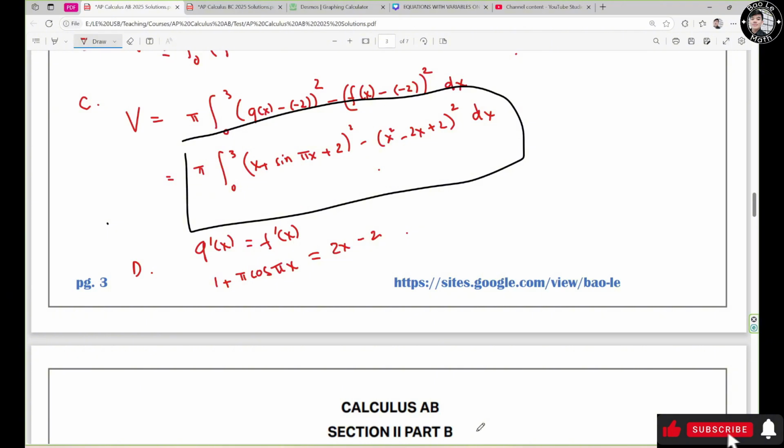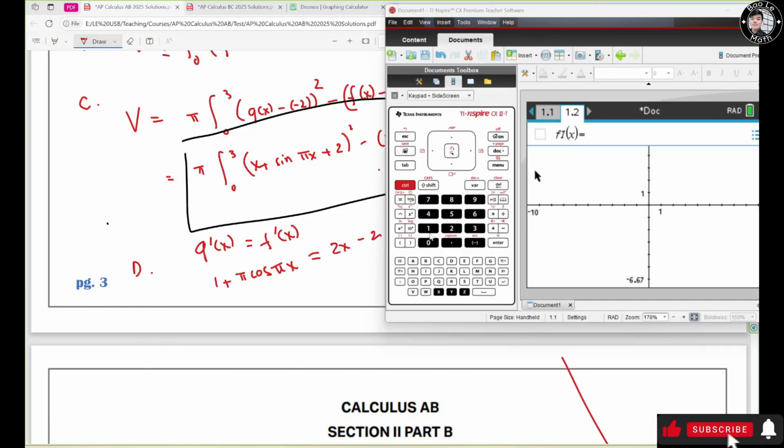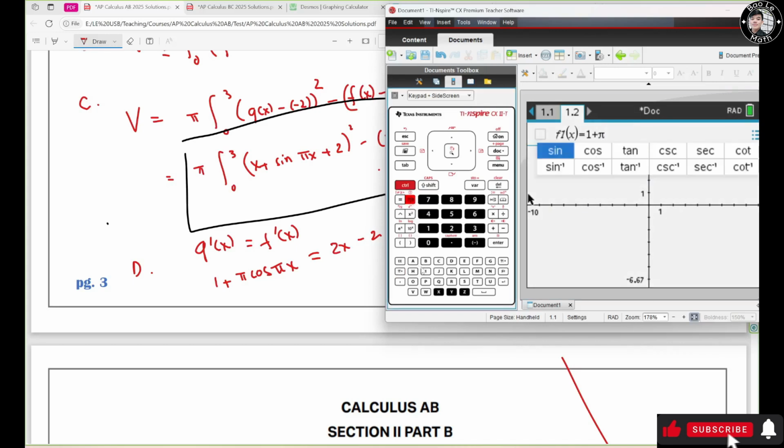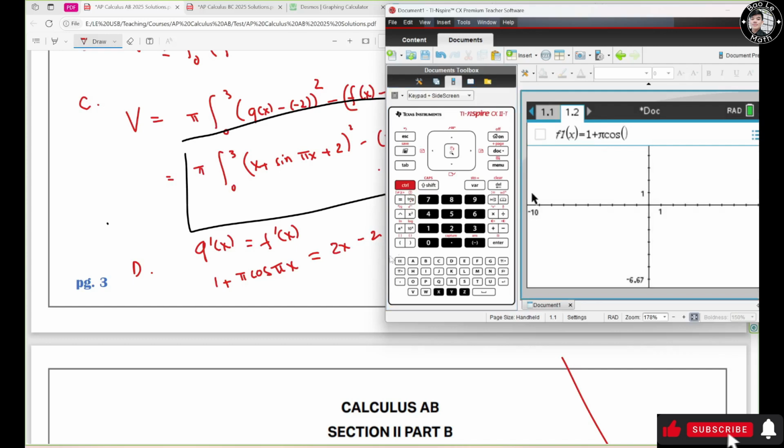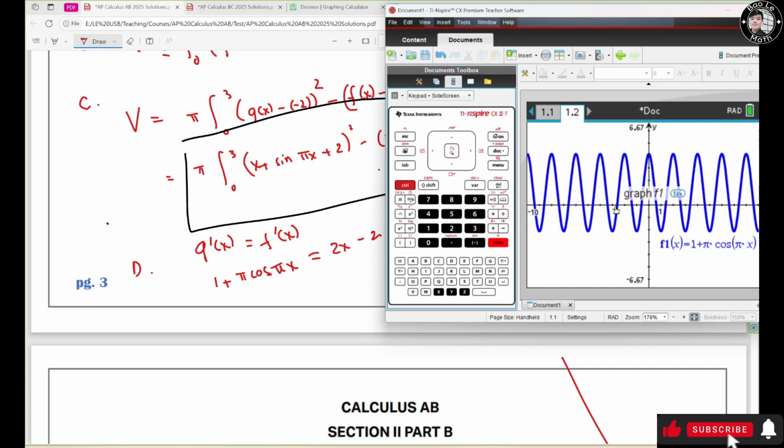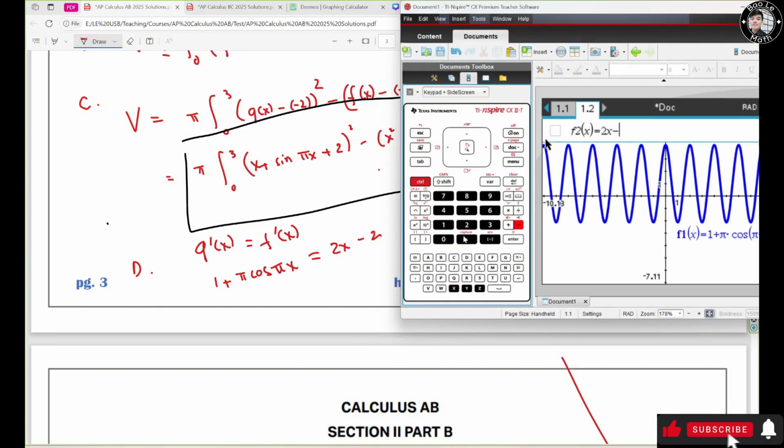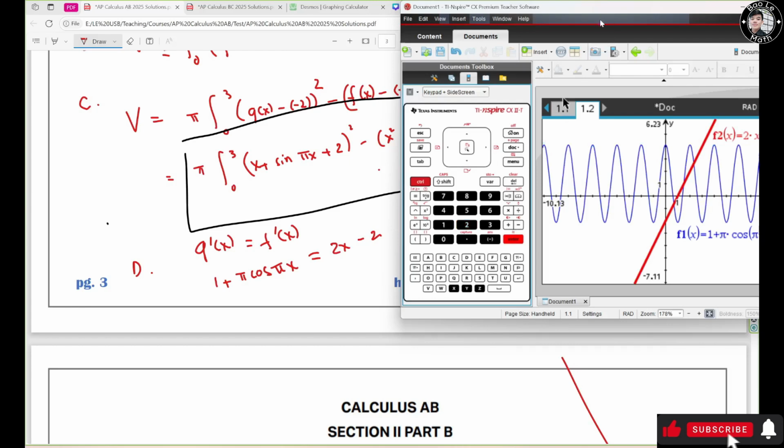Now you're going to put this guy on the calculator. It's going to be 1 plus pi cosine pi s. And hit enter. It's going to be this. Now I'm going to hit tab to put the second one, 2s minus 2. And then I'm going to hit enter. It's going to be right here.